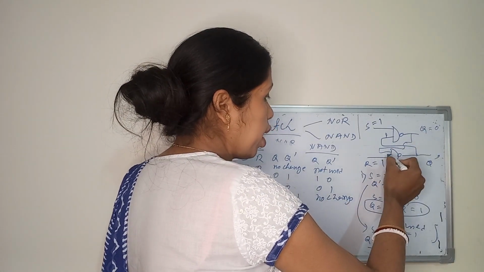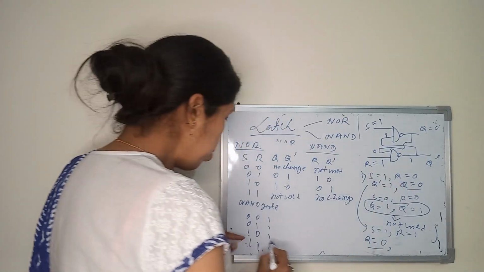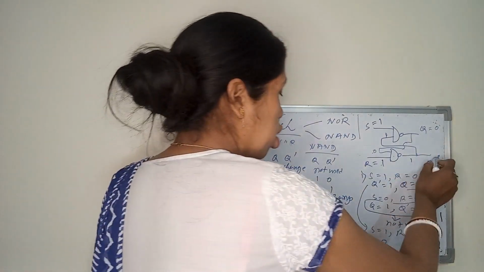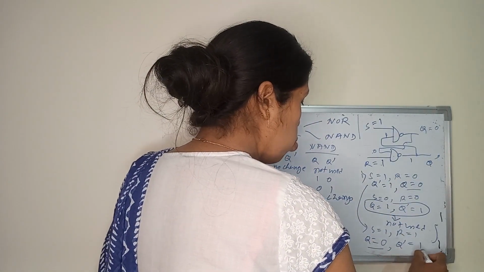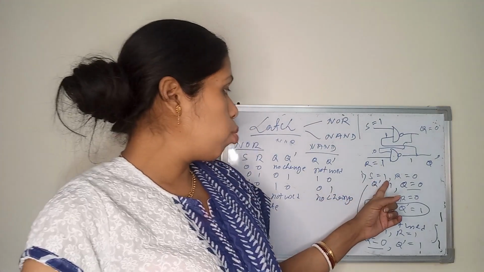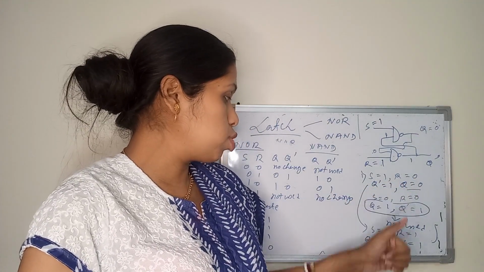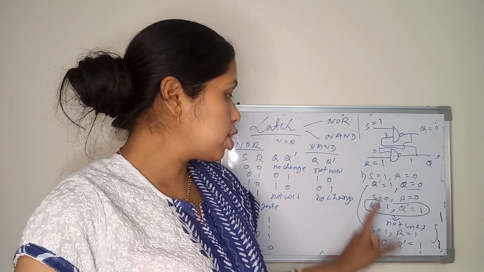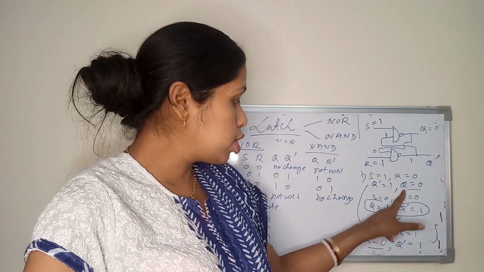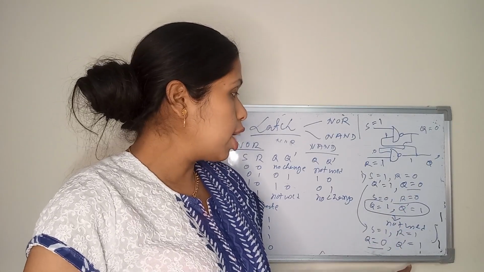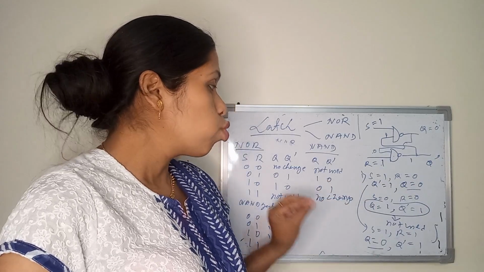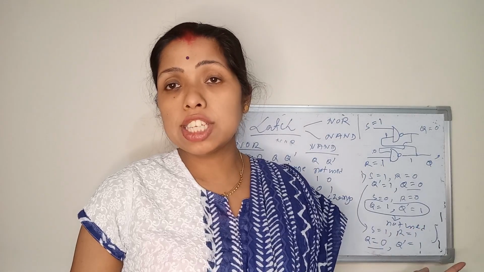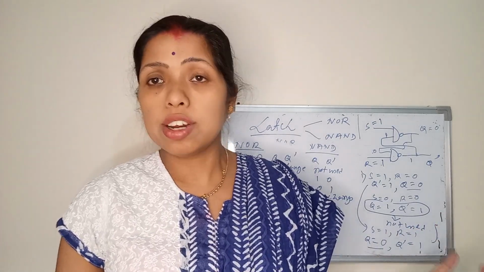Now your Q is 0, right? The Q is coming here and R is 1. If I give 0 1 into the NAND gate, the output is 1. Q prime is 1. That means when I am giving 1 0, my Q is 0, Q prime is 1. When I am giving logic 1 to S and R, here also I am getting the same output, Q is 0 and Q prime is 1. That means 1 0 I am giving to reset the output, and 1 1 I am giving to check the memory effect.